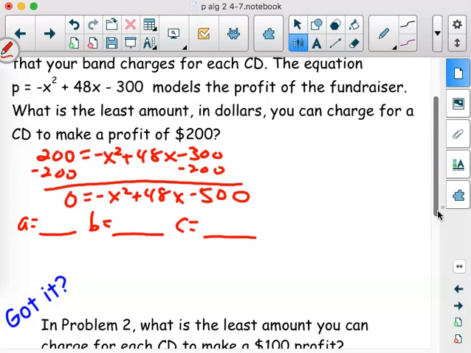So I need somebody to unmute and let me know what A, B, and C are, please. Negative 1, 48, negative 500. Thank you. So we got big numbers this time. We'll probably be more likely to grab a calculator for parts of this, but not the easy stuff. So x equals negative b plus or minus the square root of b squared minus 4ac all over 2a.